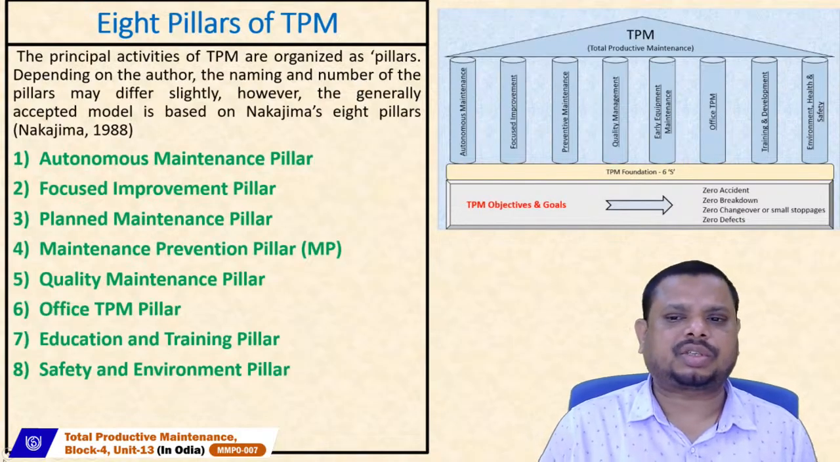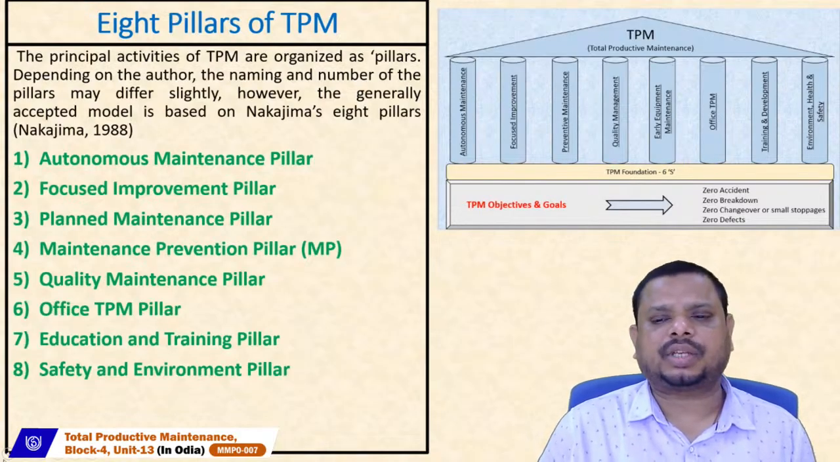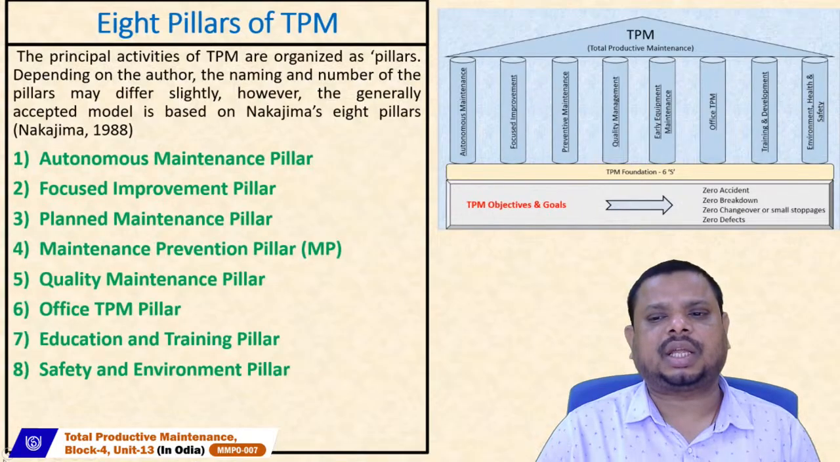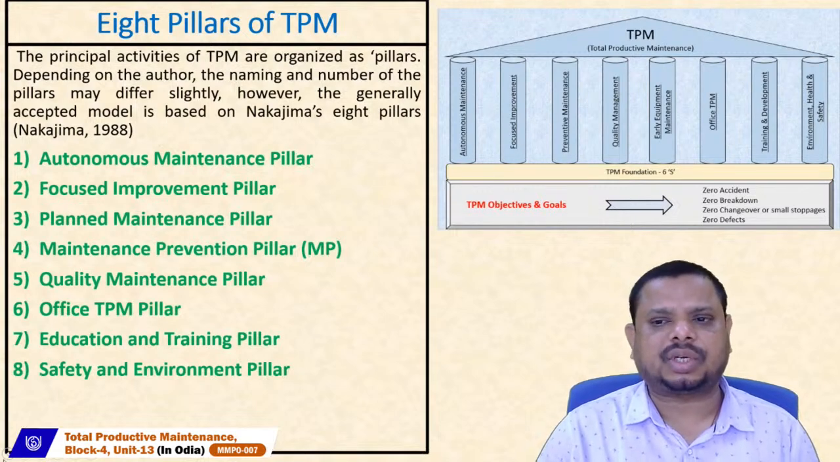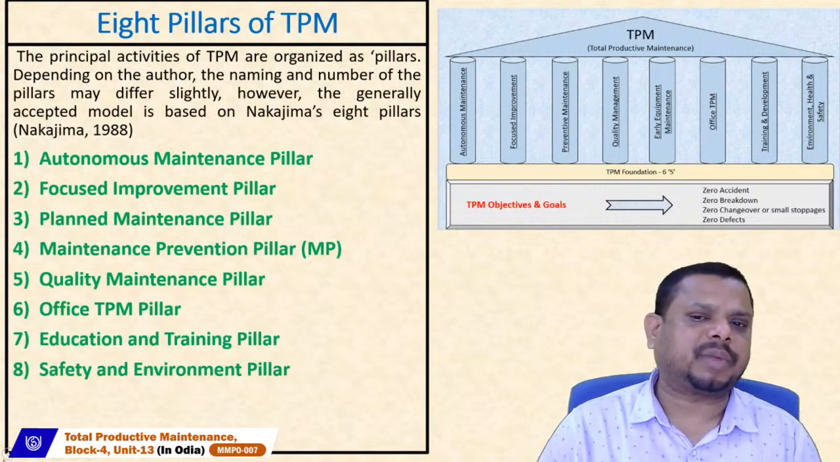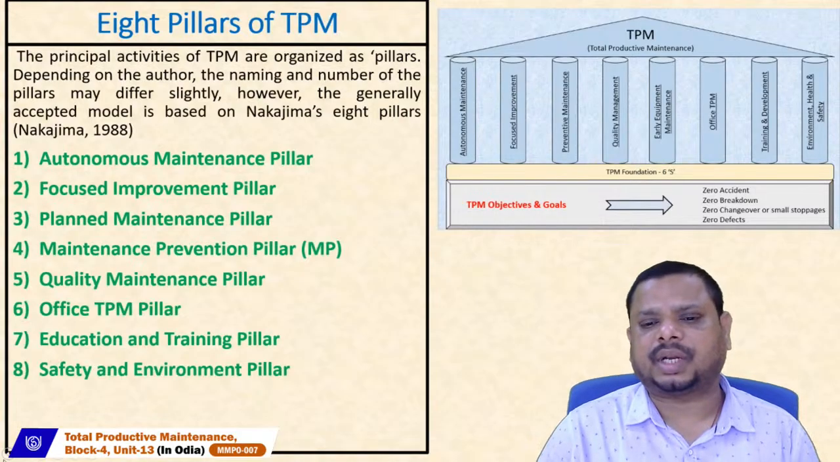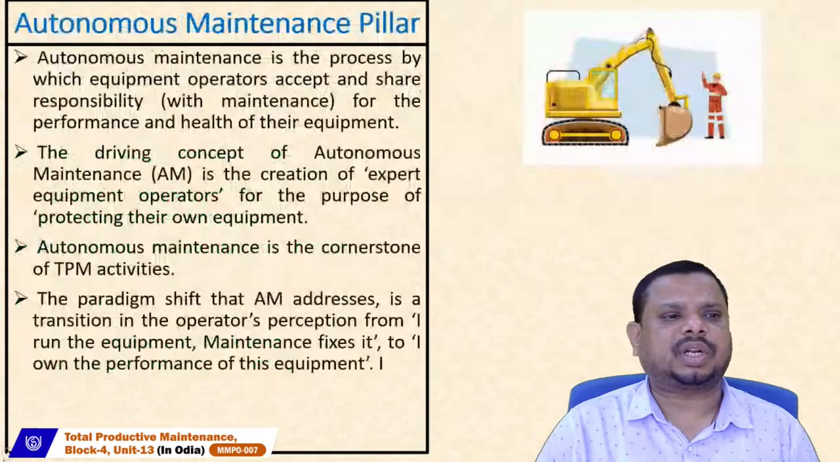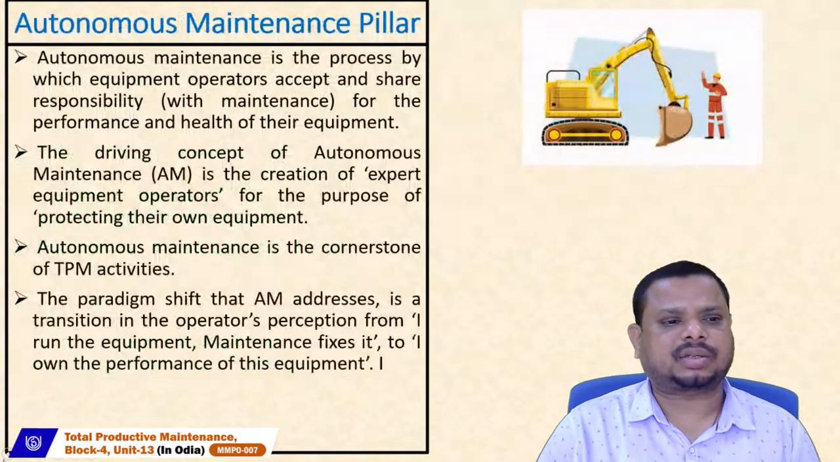So 6S philosophy is basically dealing with waste minimization. And in the case of what is known as maintenance management, it basically avoids various amounts of breakdowns, accidents, defects, and changeovers whenever a company implements total productive maintenance. Moving to the next one, the first pillar we have is known as the autonomous maintenance pillar.